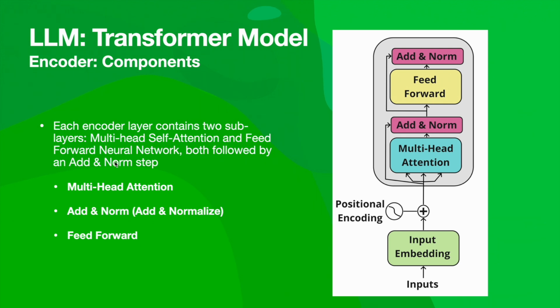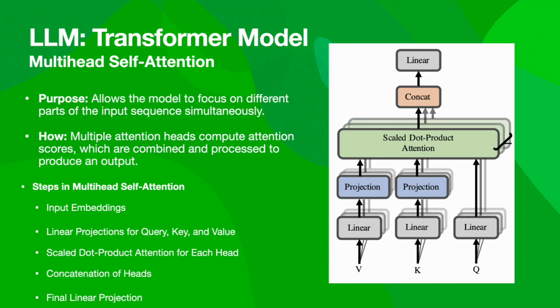So what is the purpose of using these components? Each encoder layer contains two sub-layers: one is multi-head attention, another is the feed forward neural network, and both are followed by the addition and layer normalization step. We will go into the details of multi-head attention again. First of all, we'll understand the concept of multi-head attention.